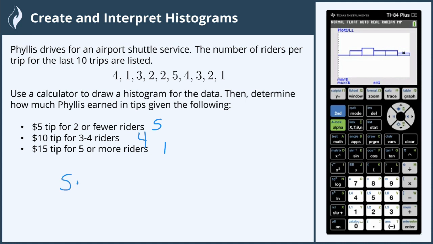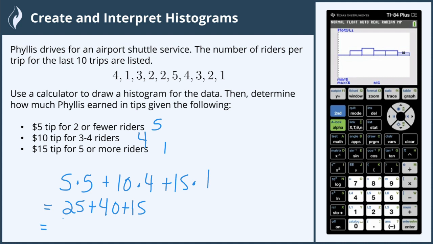So now we can do this calculation. We have $5 for 5 trips, $10 for 4 trips, and $15 for 1 trip. When we multiply this out, we end up with 25 plus 40 plus 15, and adding all that up tells us that Phyllis earned $80 in tips.